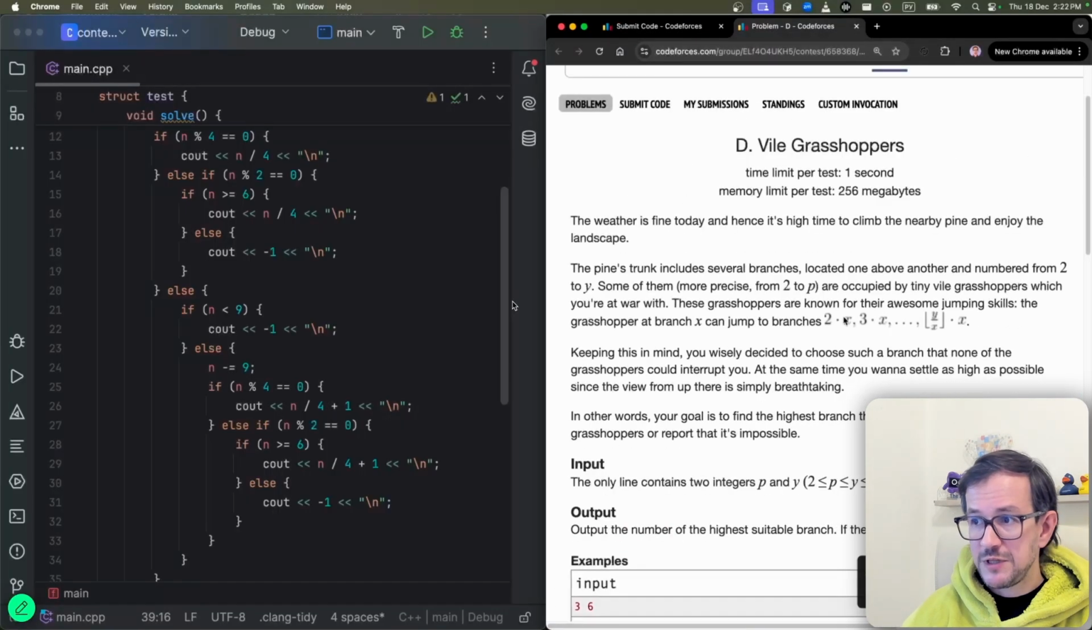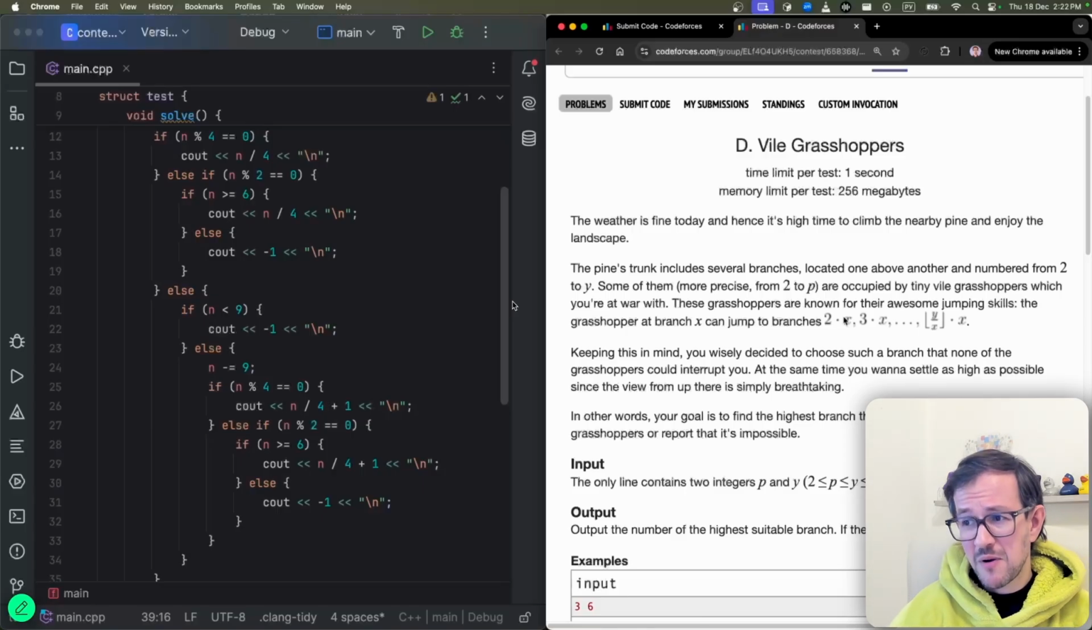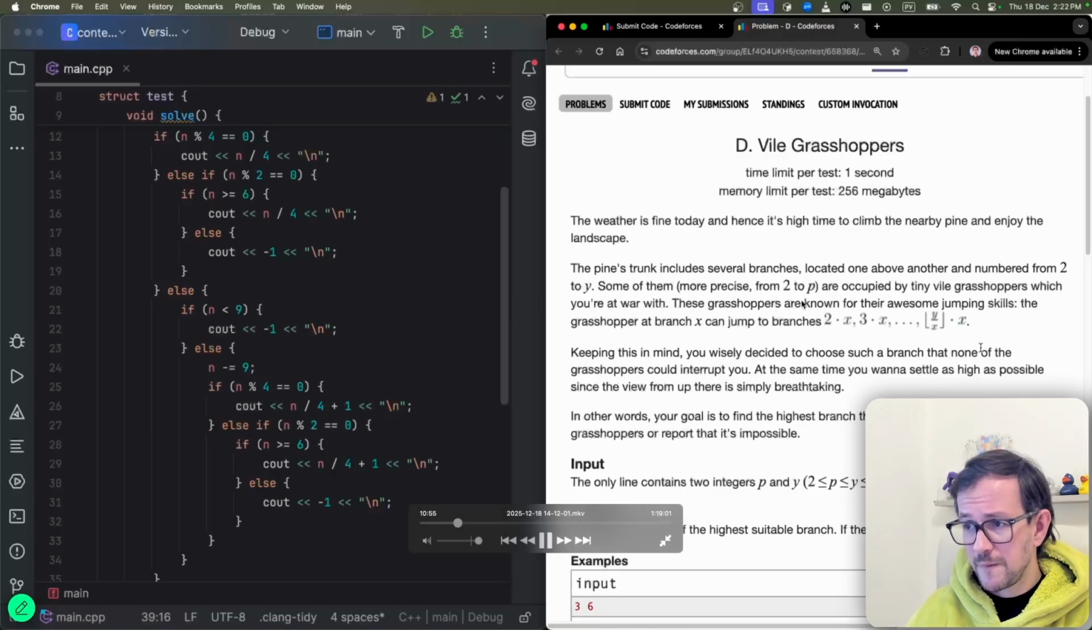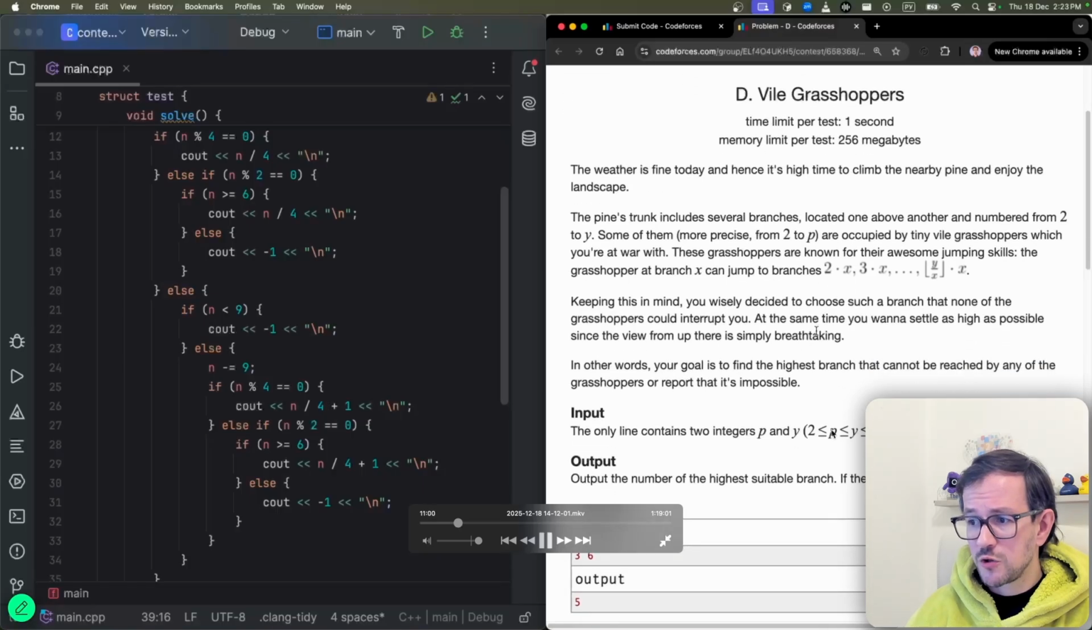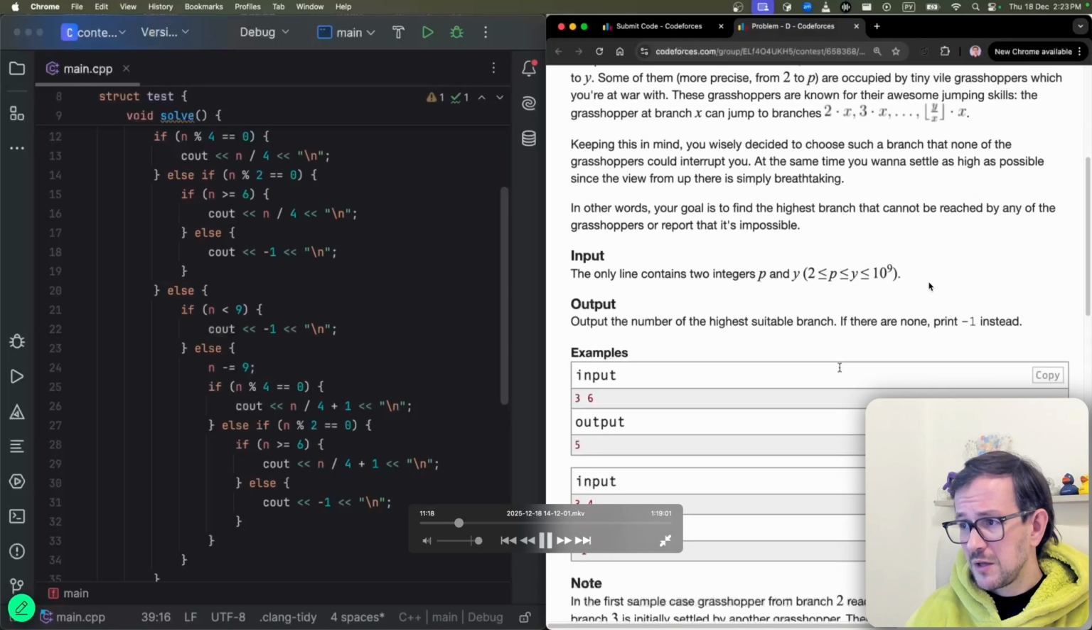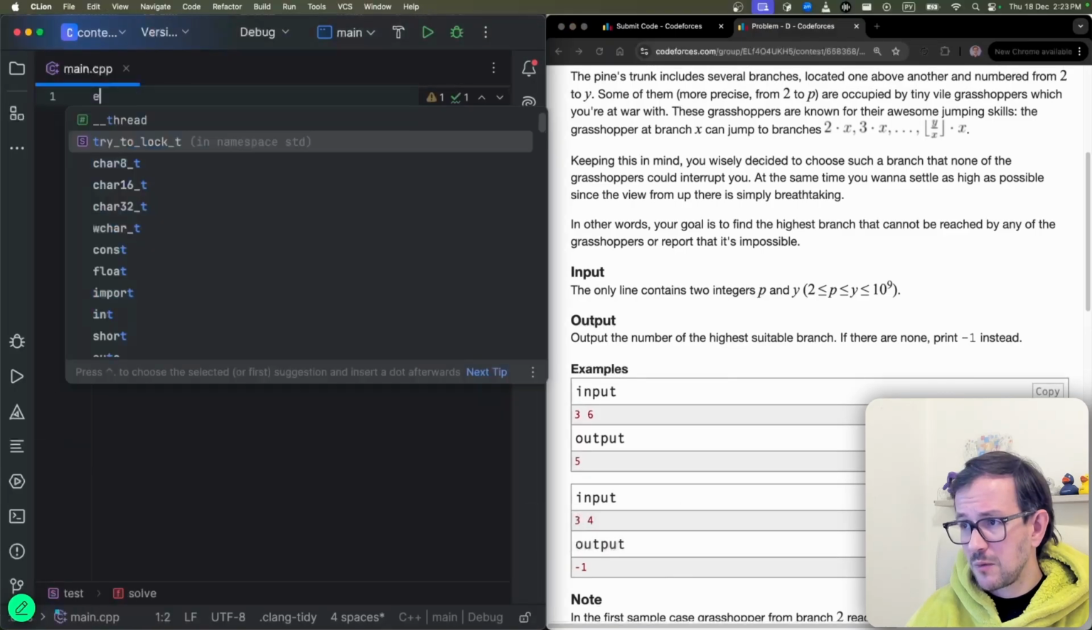Let's go next. Problem D. Problem D, I'm not sure why this problem is here. But again, it's an okay problem, it just looks strange. So what we need to do is find the maximal number which is not divisible by any number from 2 to p. Yeah. So we have the maximal number not greater than y, which is not divisible by any number from 2 to p. At first I was thinking what the hell is happening, and then I said why can't I just pick a big prime number.